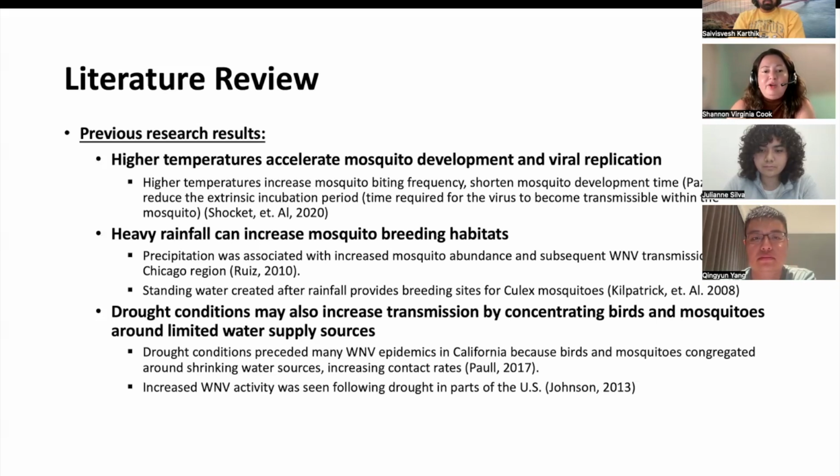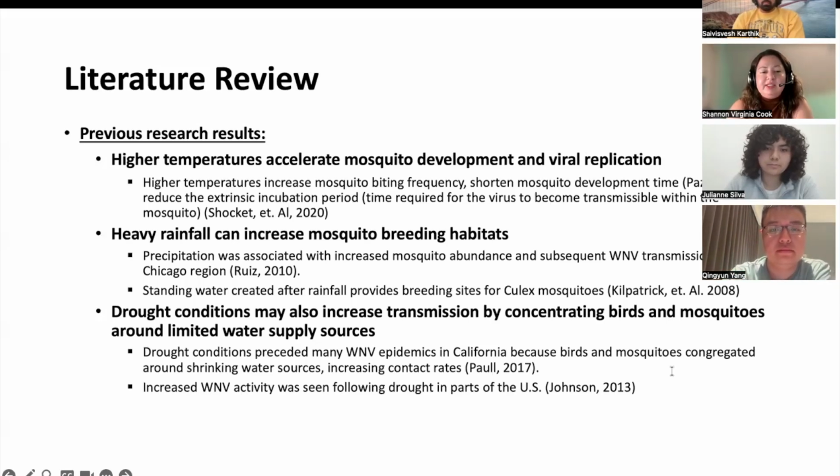Drought conditions may also increase transmission by concentrating birds and mosquitoes around limited water sources. So if you think about having, you know, limited supply, there is going to be a popular grouping of birds and mosquitoes around those shrinking water sources. Increased West Nile virus activity has also been seen following drought conditions in parts of the United States.